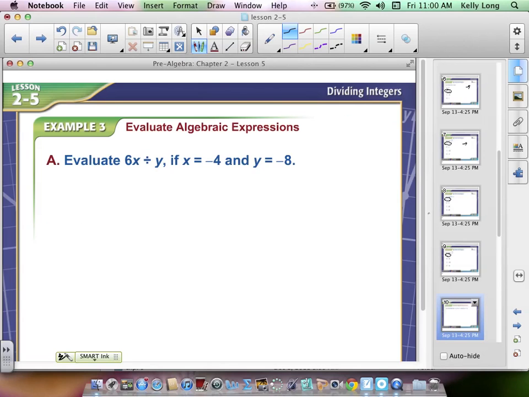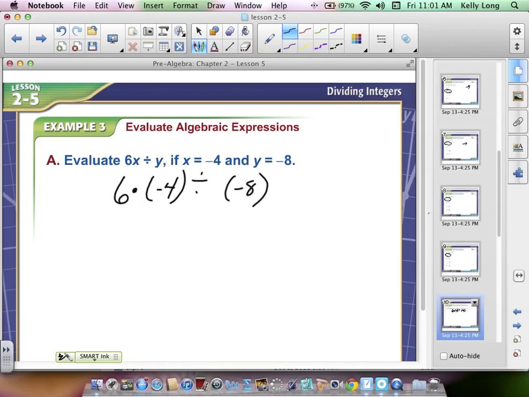All right, let's try some with algebraic expressions. 6x divided by y if x is equal to a negative 4 and y equals a negative 8. Well, let's plug in our variables. 6 times negative 4, and I'm just going to put that negative 4 in parentheses just so it doesn't look like a minus sign, divided by negative 8. Okay? Order of operations tells me to do what? To do parentheses. Well, my parentheses are there, but they're really just showing me that's negative. There's nothing to do inside of them. Okay, it's just a negative 4 or a negative 8.